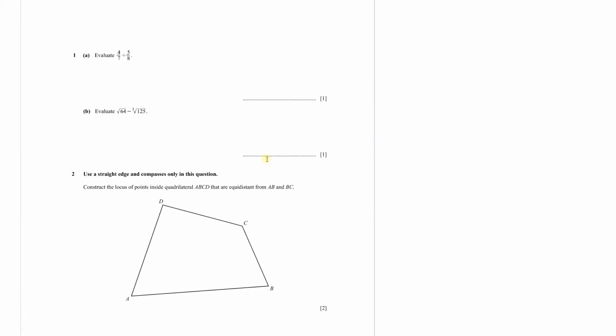In this video, we will solve O-Level Mathematics Paper 1, Variant 2 for May-June 2019. So let's start with question number 1. Evaluate 4 by 7 divided by 5 over 8.